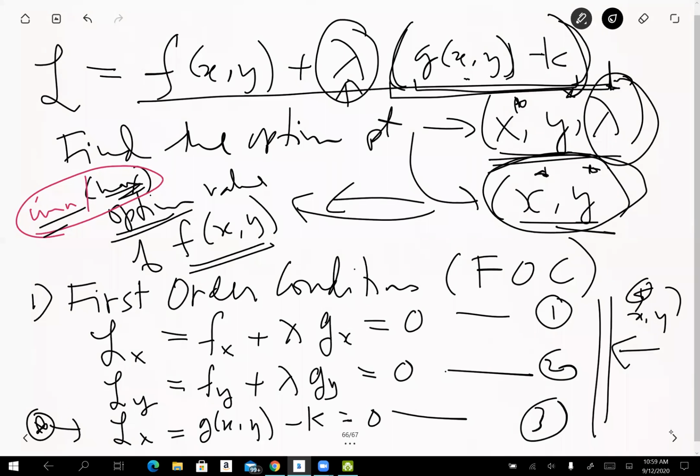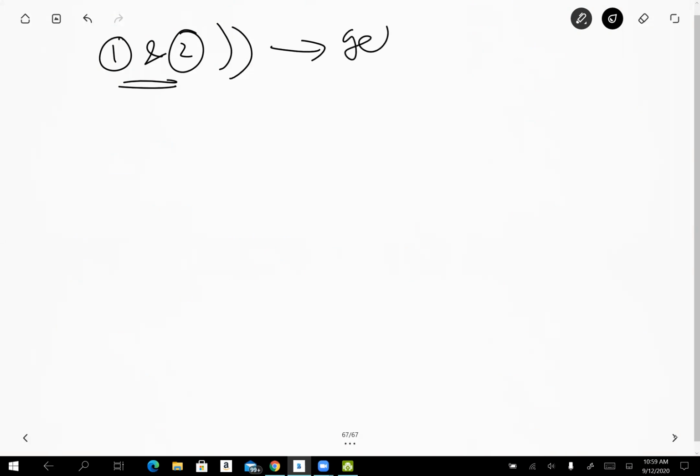So you got that first order condition. What we do here, using all these three, you want to find the optimum point. So you make use of 1 and 2, just like a system of equations. When you make use of 1 and 2, you will eliminate the lambda. Lambda will be gone.